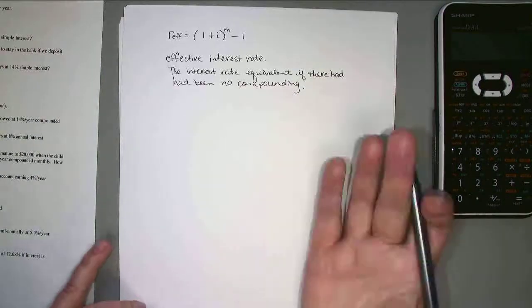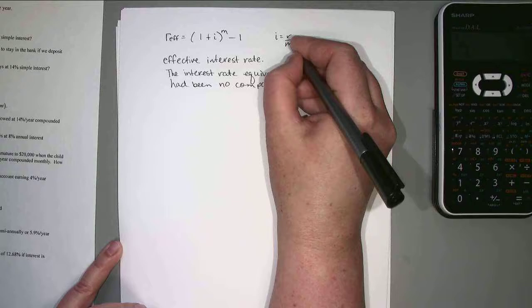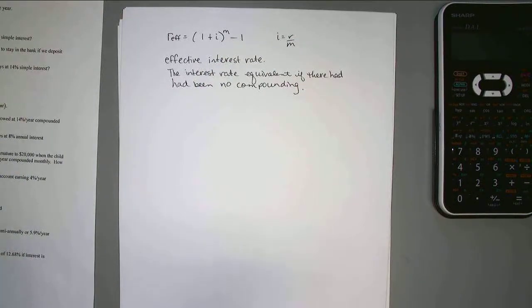So the letters are all the same. I is R over M, and this is just M because we're just converting an interest rate. It's not necessarily for a loan.